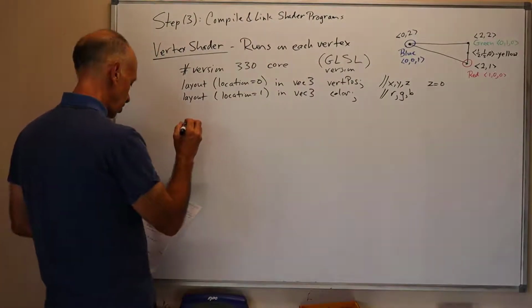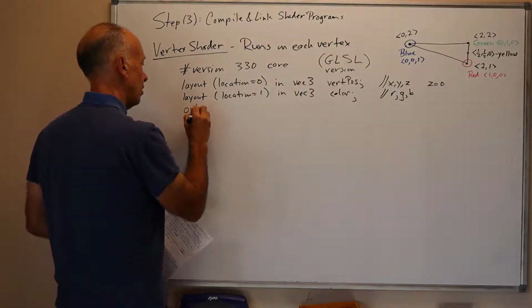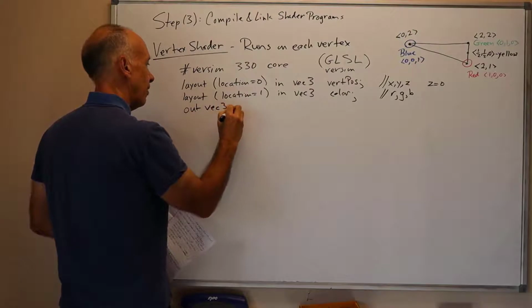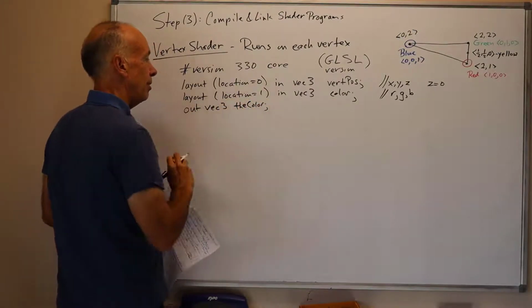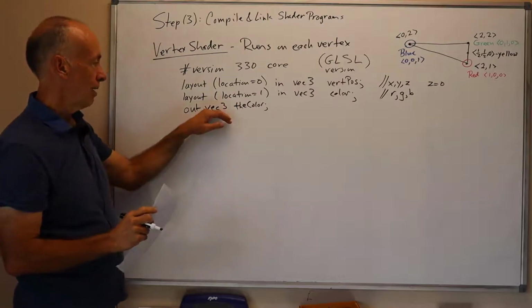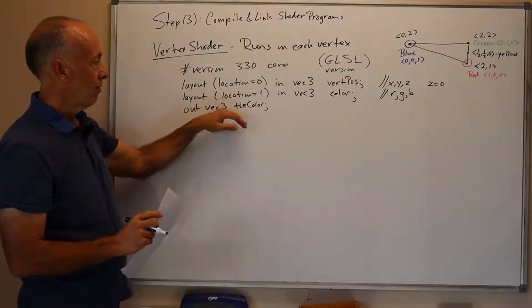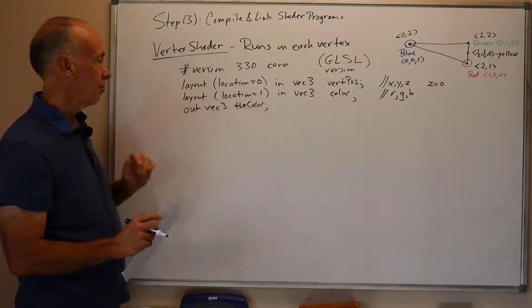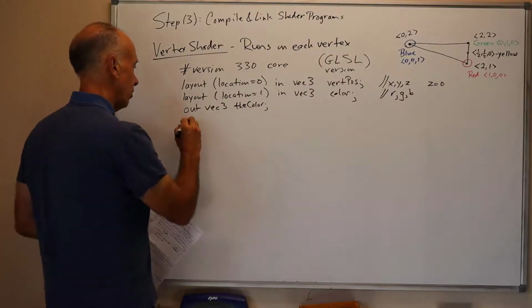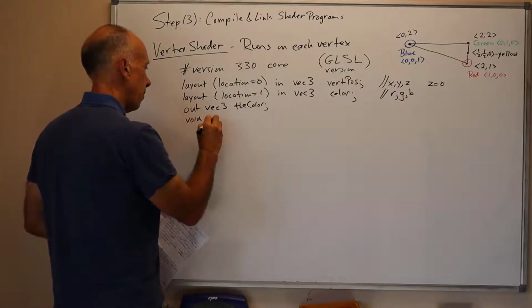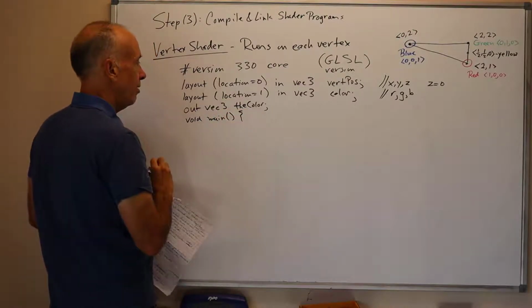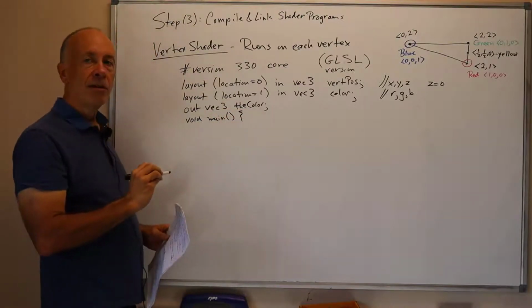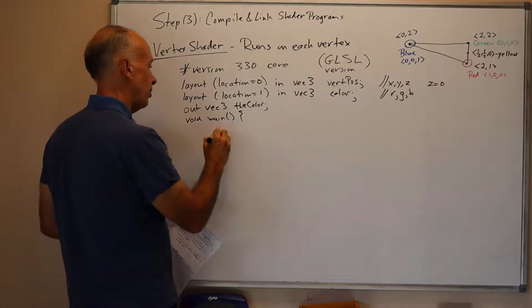The output, there's 2 outputs. One of them we declare explicitly, out vec3 the color. Could be any name you want it to be, but we're outputting a vector of 3 floats. It's named the color. And now we give the program. Void main, open curly brace. Now, the main output for the vertex shader is a variable called GL position.